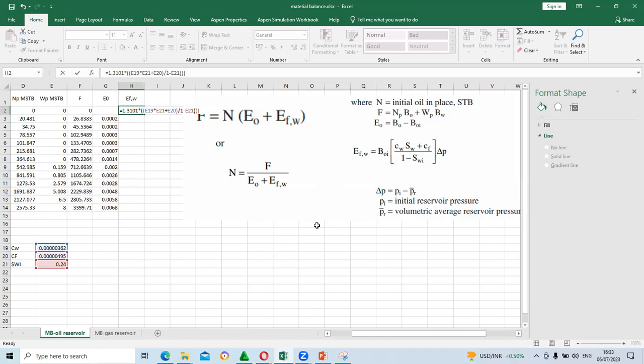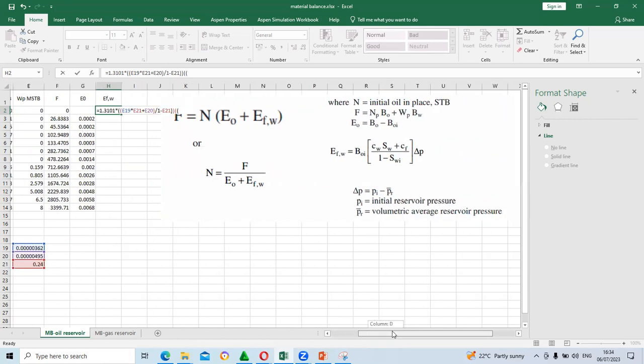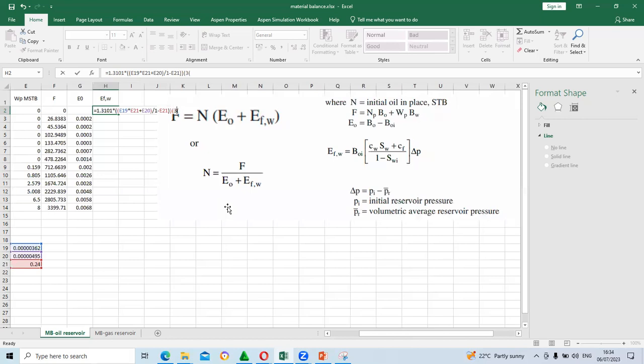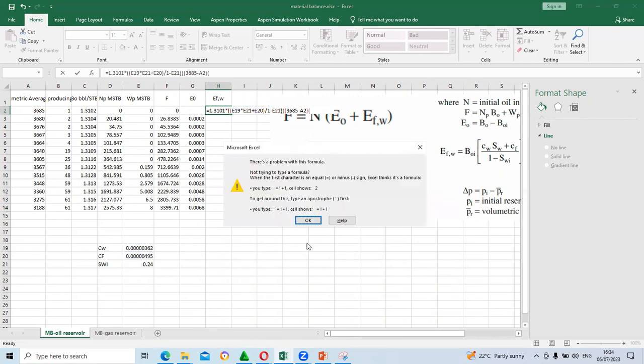Then times. We open the bracket. Here we have change in pressure, which is PI minus PR bar. PI is initial reservoir pressure, so it will be constant for all of them. So we are going to use that value, which is 3685. So we'll write it down, 3685 minus our pressure of the reservoir at that point, which is this one now. And then we close it. There are some other things there.